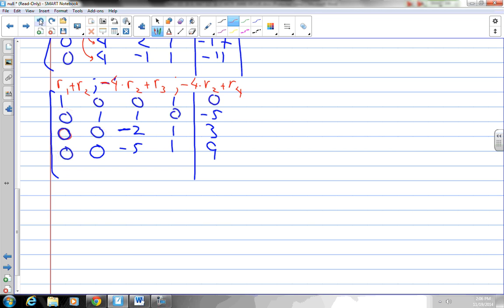If I take row 3 and I subtract row 4 from it, what will happen? It's negative 2 minus negative 5 gives me what? 3. What? Yeah, negative 2 minus negative 5 is 3. What is 1 minus 1? 0. And what is 3 minus 9? Negative 6. 3 and a 6. Now I can divide by 3. Right?